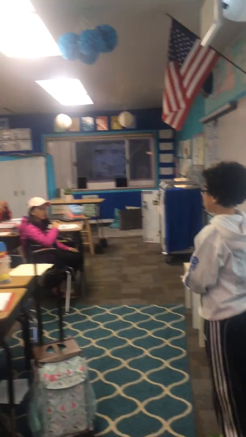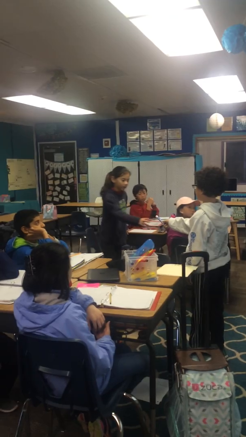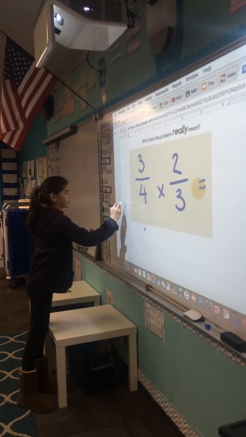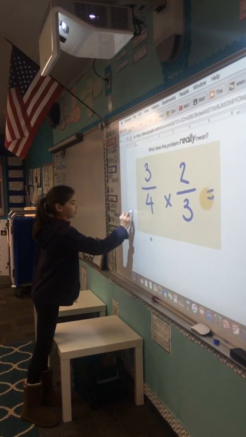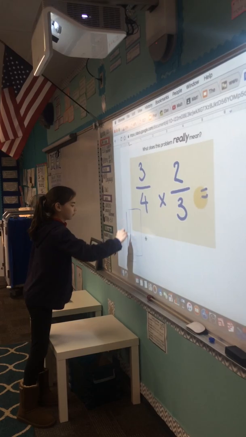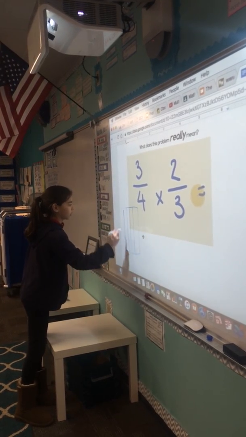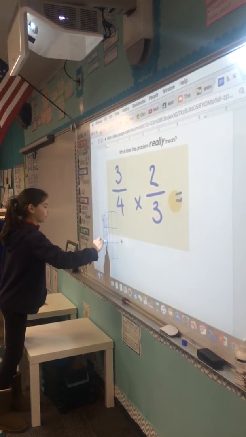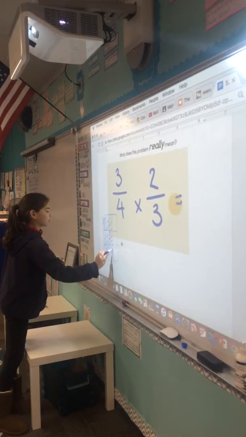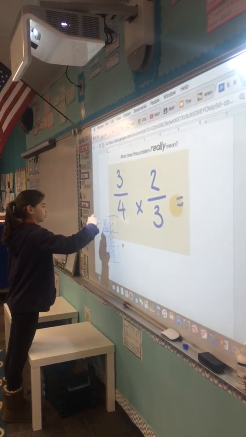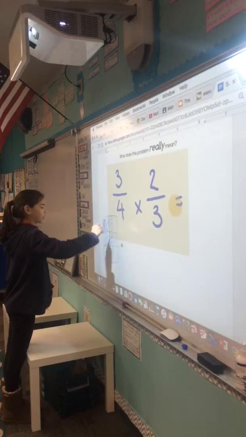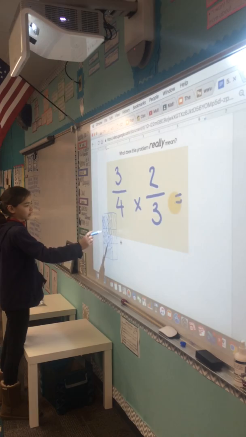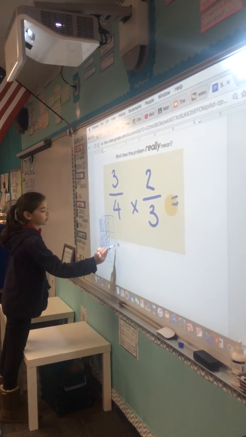Can I show a diagram? I see it as 2, 3, and there's 3/4, and then I'll do the other one, 2/3. So in total, there's 12, but 6 of them are shaded. So I think the answer would be 6/12.